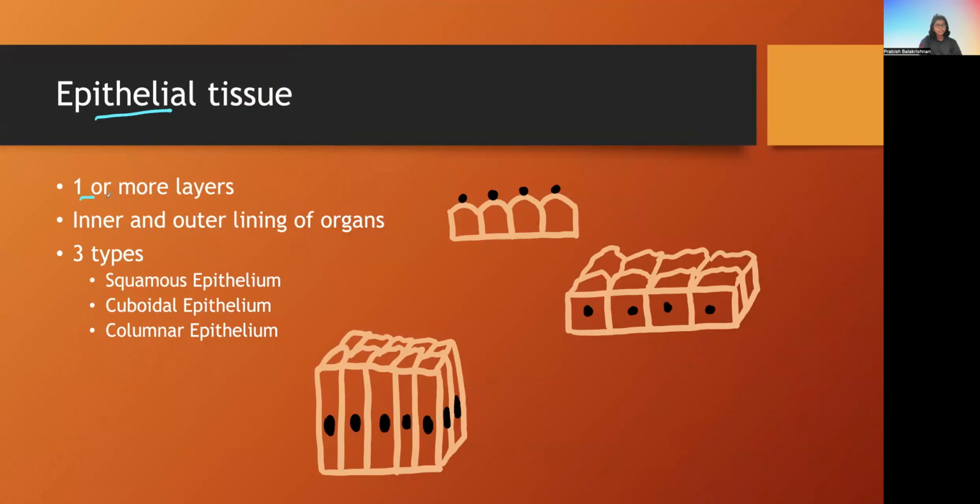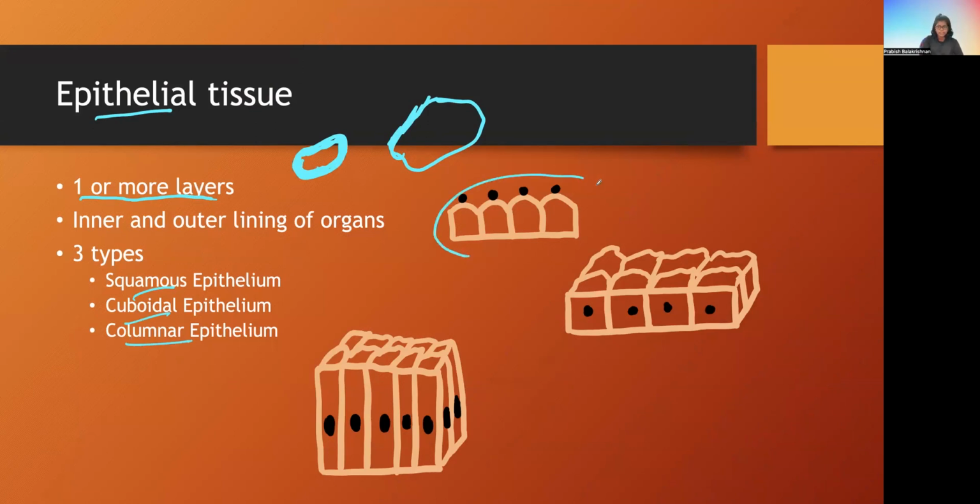Epithelial tissue is made of one or more layers. So this is the tissue which covers the outer and inner lining of organs. So the inner lining is like this, while the outer lining will be outside, like that. And there are three types based on their shape, that is squamous, cuboidal, and columnar.